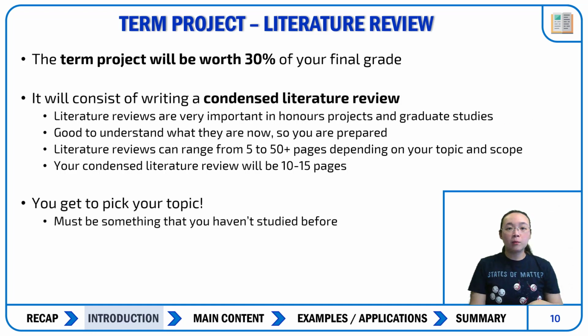And so we're going to call this a condensed literature review, and it has to be 10 to 15 pages in length. So I fully understand that some people are going to choose broader topics, so you might need more length to your literature review, while others will choose more specific topics, and they might be a little bit shorter. So the more narrow your topic of choice, the shorter your literature review can be. The more broad your topic of choice, the longer it'll have to be.